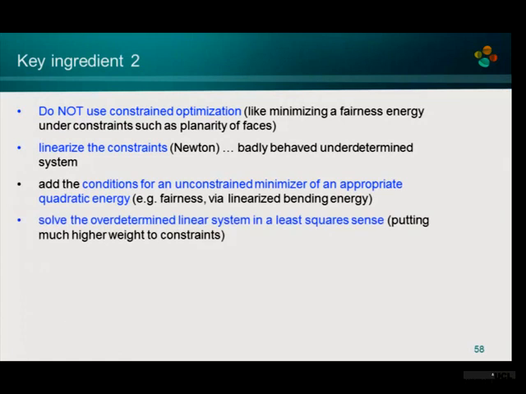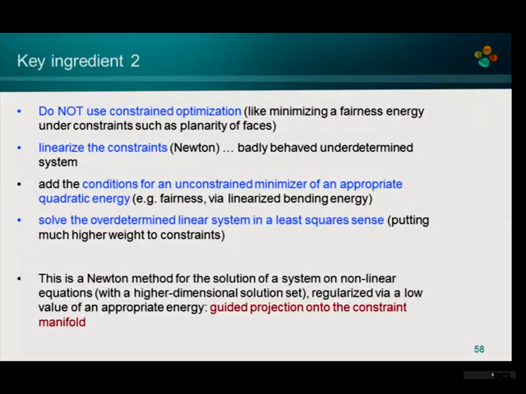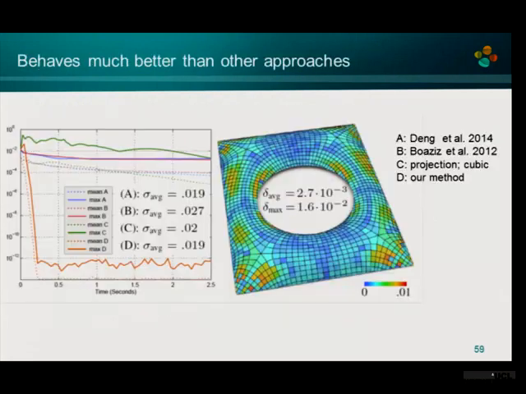So then we add these conditions, and then we just solve this overdetermined linear system in a least squares sense, which is stable, and we put much higher weights on the constraint equations, and we use these conditions for an unconstrained minimizer as a kind of regularizer. So when I view it as a Newton method for the solution of a system of nonlinear equations, an underdetermined system, which is guided by, regularized by a low value of an appropriate energy, we call it a guided projection onto the constraint manifolds.